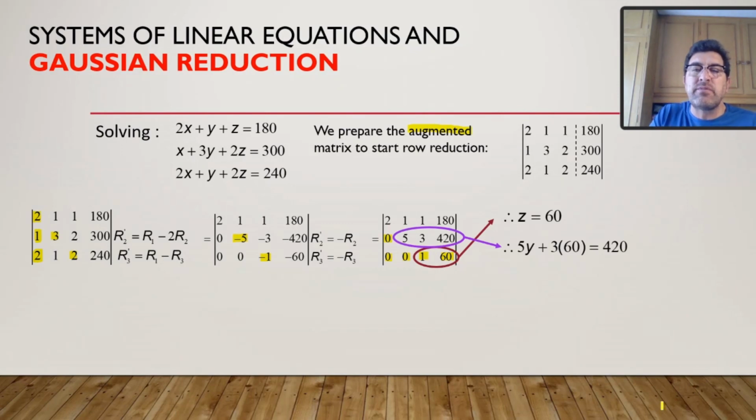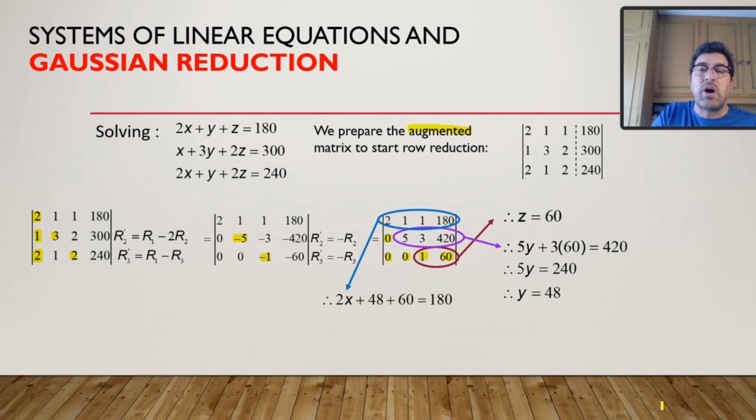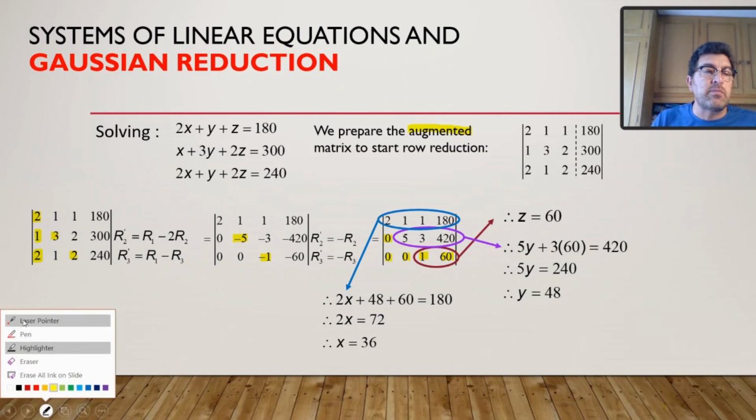The second line represents 5y plus 3z is 420. I know that z is 60, so I substitute it in and I get to y, which is 48. Now I've got z and y. I go to my first line, I plug them in, I see that 2x is 72, so x is equal to 36. So there's quite a few things that happened here in the work that I was looking at.